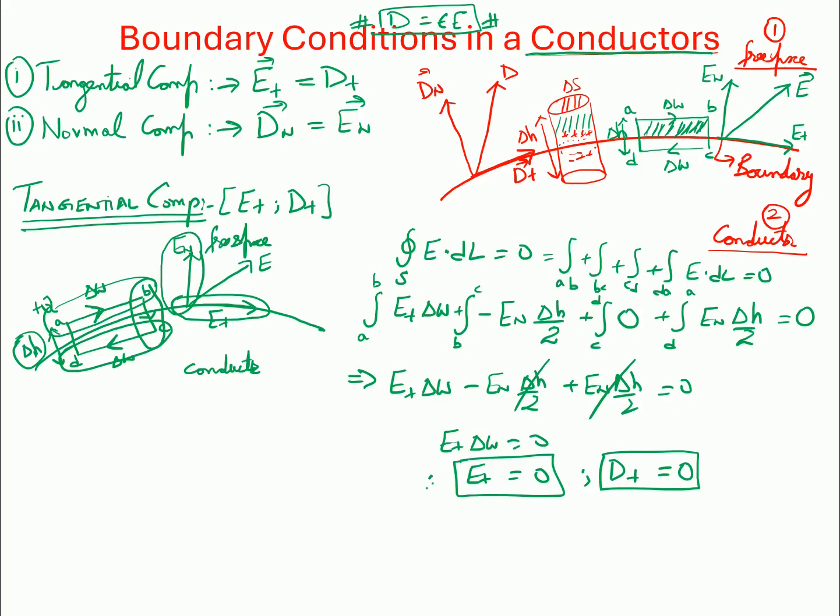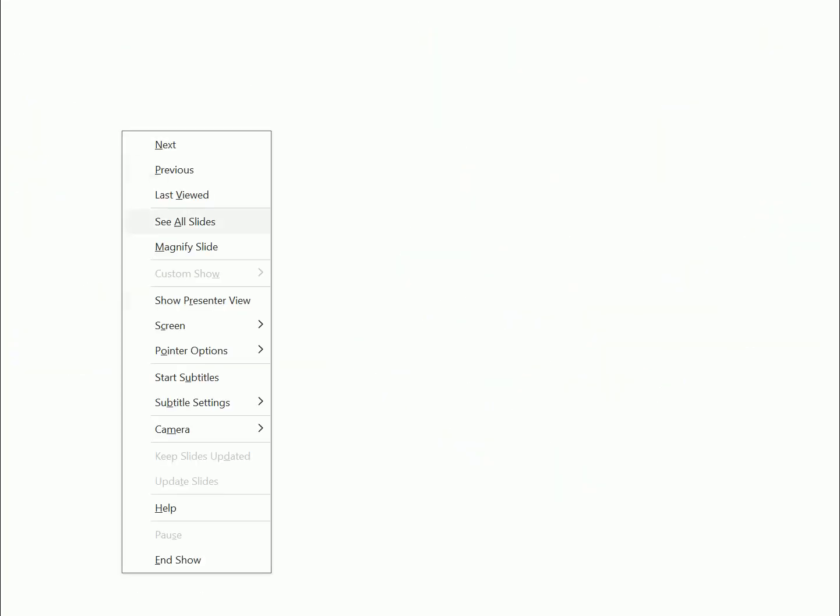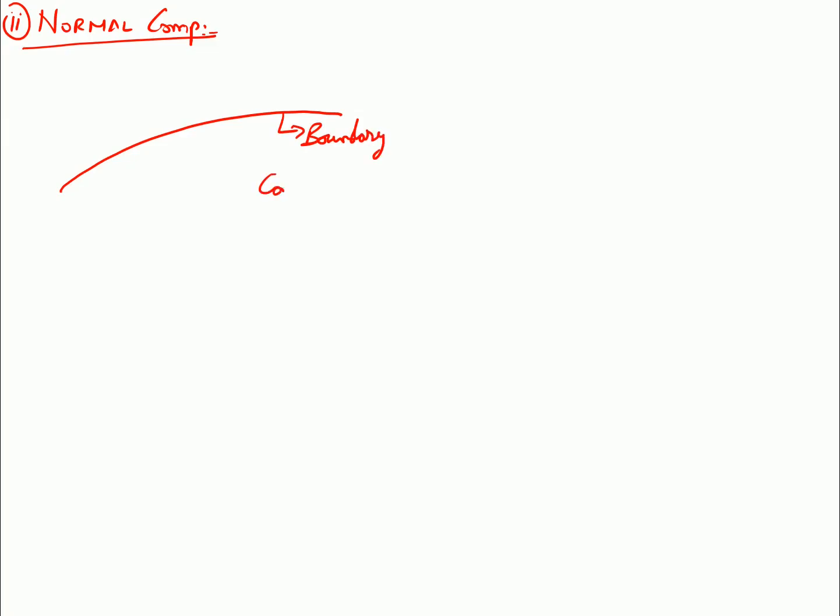Now let's come to the second part and find the normal component. In order to find the normal component, I'll redraw the image over here so we can better understand it. Now we want to understand what is the normal component of both the fields. Again, we have the same boundary. This portion below is the conductor and this is the free space. And now we have the components of the electric flux density. This is the original D, and then we have the components D of N and D of T.